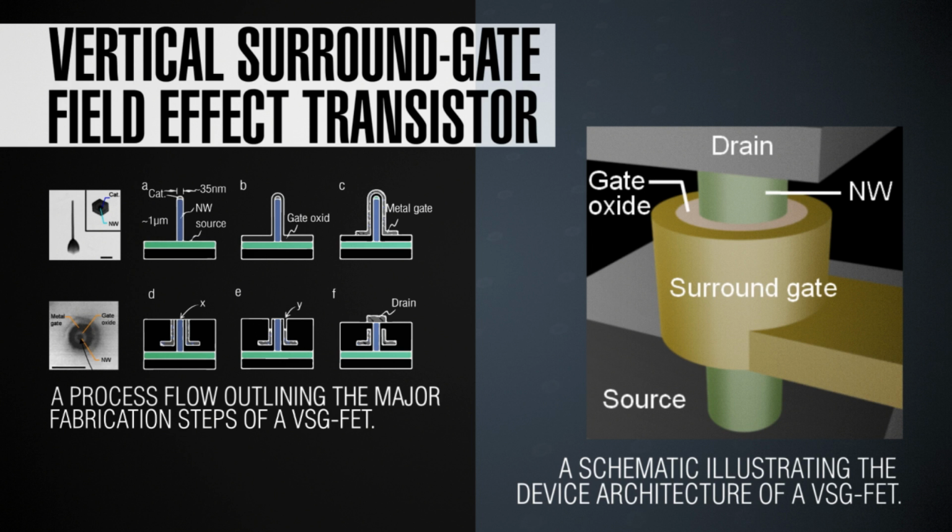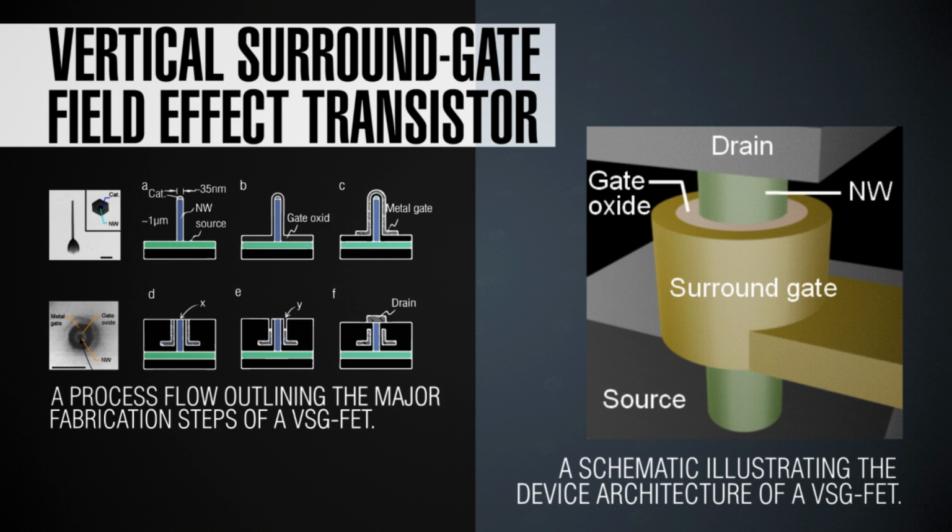The conventional horizontal transistors performed much better compared to the vertical transistors, because the vertical transistors had all kinds of surface problems. So that's why these vertical transistors never took off.